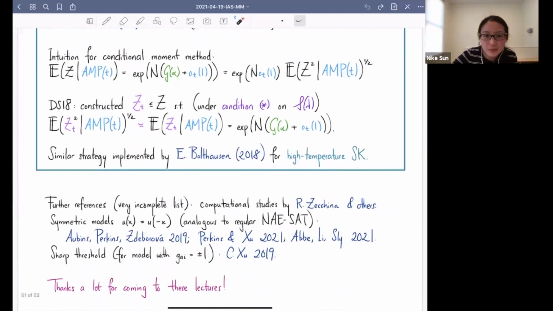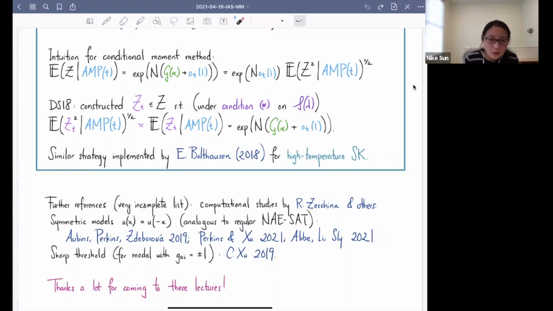So I'm pretty close to done. I just want to mention a couple of references, because there have been various works since we considered this problem. There are some in the physics literature, some computational works, trying to efficiently find a solution of the perceptron beyond the regime of the Kim and Roche paper.